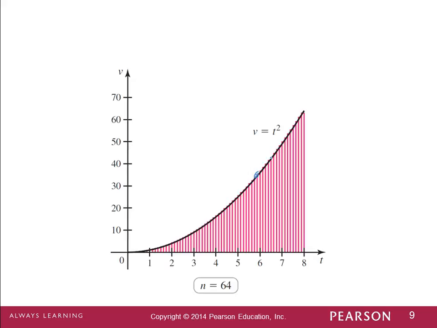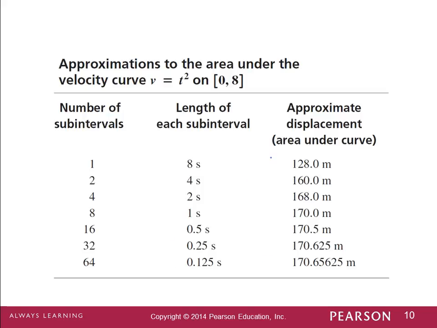So what we're getting at is that we can approximate the area under a curve by breaking it up into a series of rectangles and adding all the areas of those rectangles together. Here are some calculations. With just one rectangle, one subinterval, we get an area of 128 meters. If we do 2 subintervals, we get 160, and so on and so forth. If we do 64, we get close to 170, almost 171. Look at the values here, how they get closer and closer. The limit is approximating what we believe to be the true area under that curve.